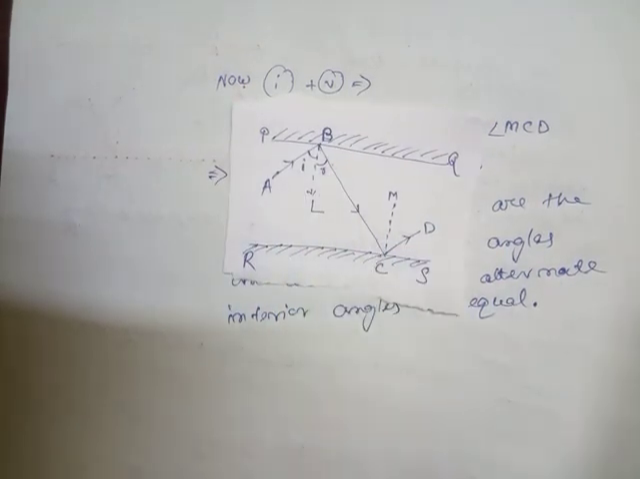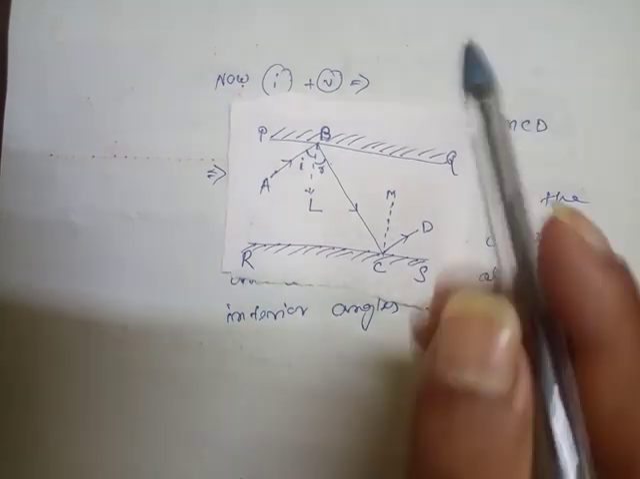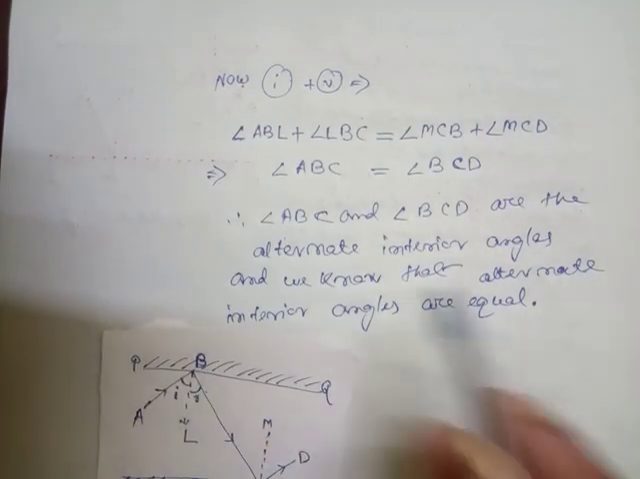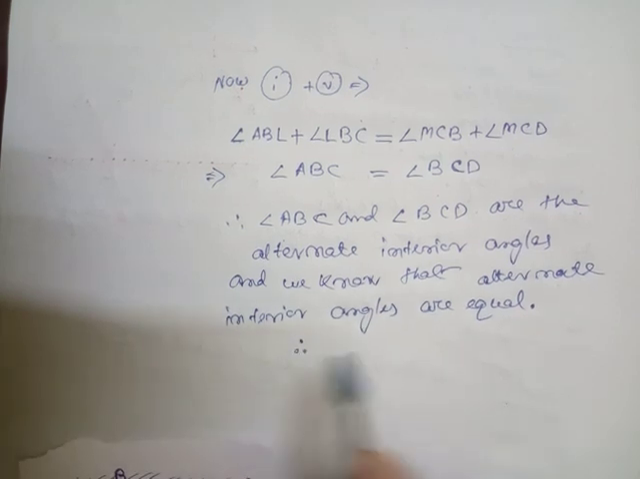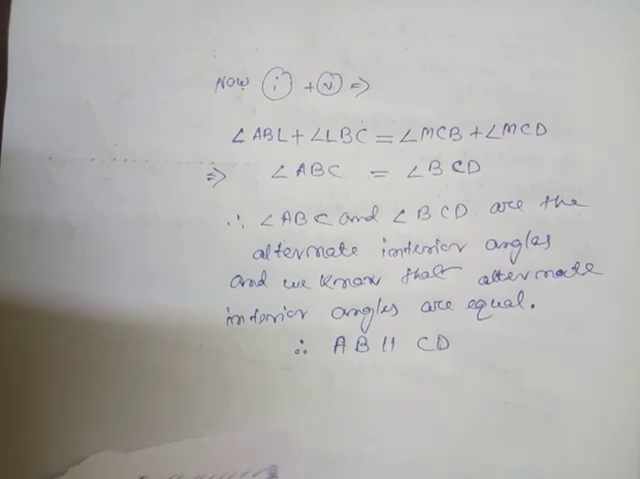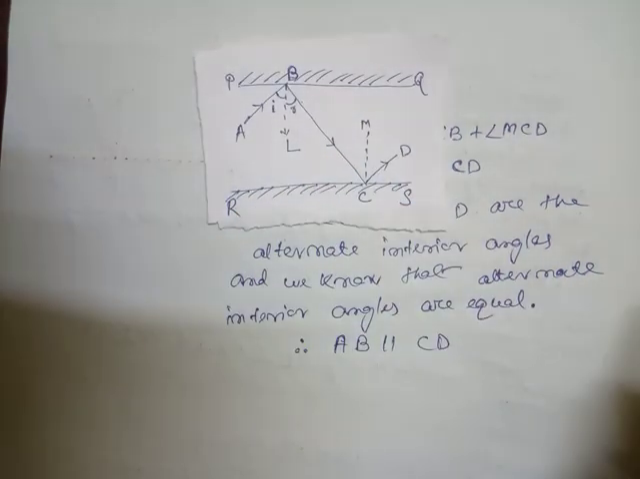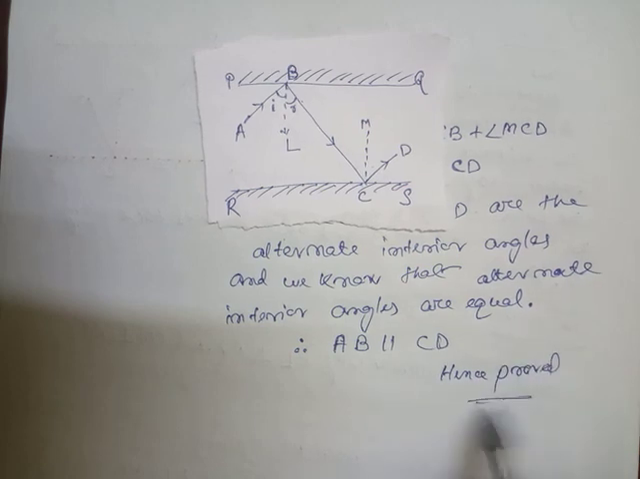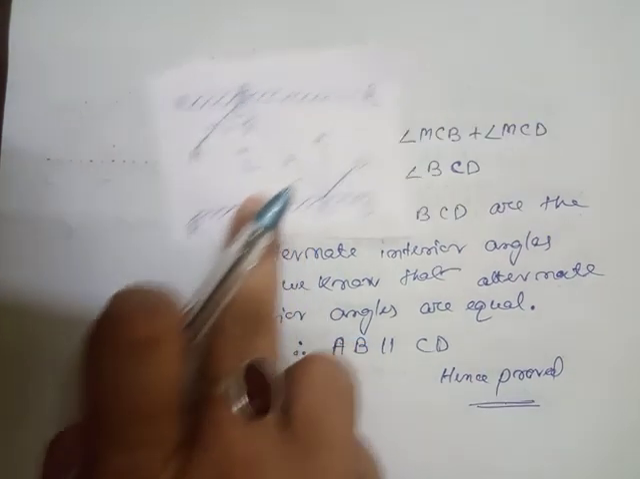Now in the diagram, look once. If these two angles are alternate interior angles and these two are equal, so we'll say that AB is parallel to CD. Therefore, the last line will be written like this: therefore AB parallel to CD, which is our proof. Hence proved. This is the proof of question number 6.